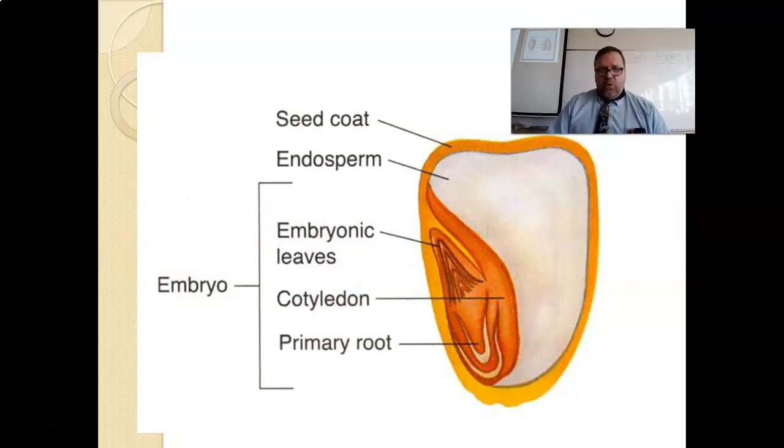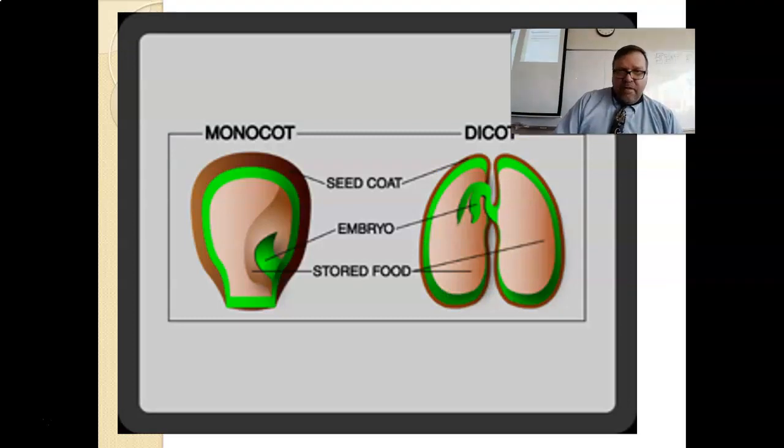And then in my corn, I've got the seed coat, the endosperm, embryonic leaves, cotyledon, primary root, and that whole thing is the embryo. Think of it like the germ, the thing that's going to develop into the next plant. So that's one individual kernel of corn. And then there's another picture for the monocot and dicot, the seed coat, embryo, stored food.